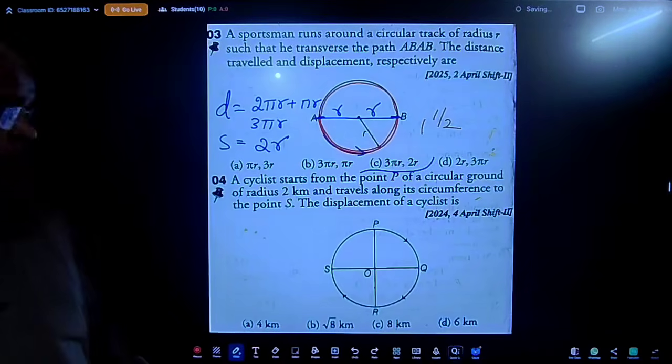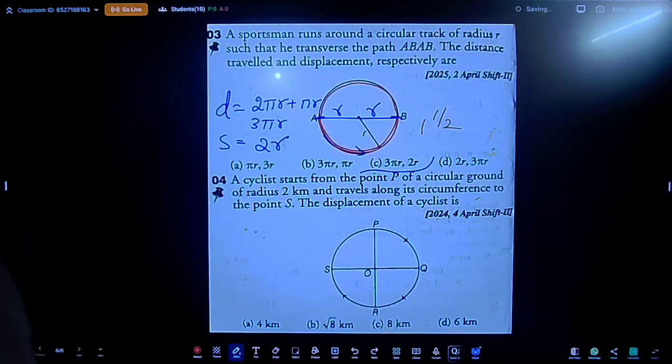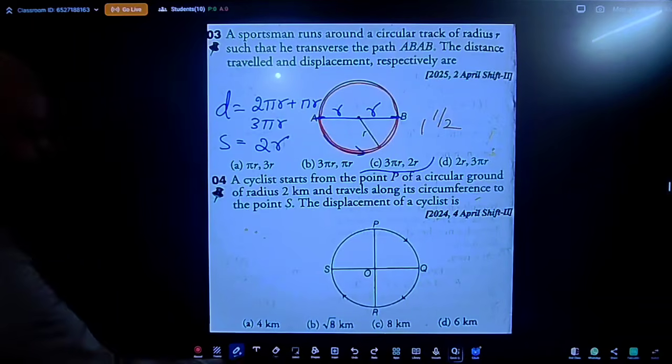Hope you understood. So how important this type of model questions are. Let us see what's going to happen now.